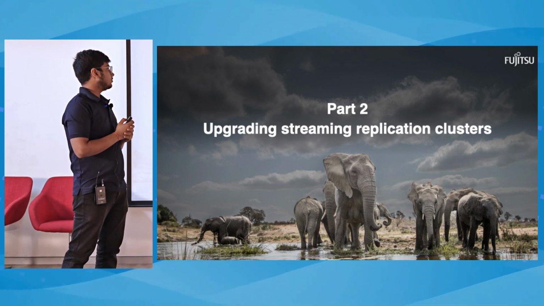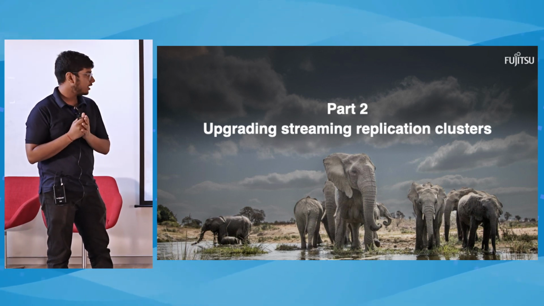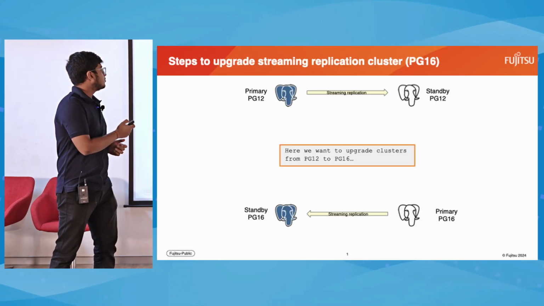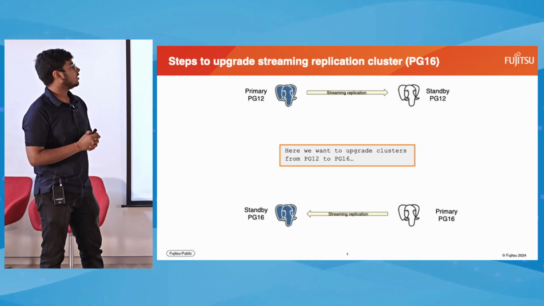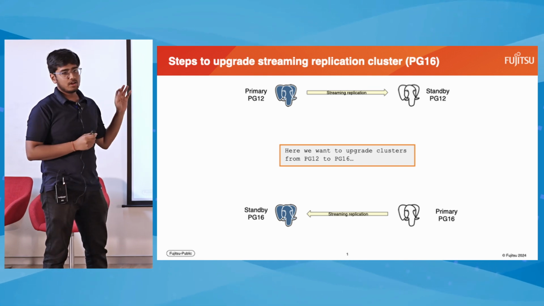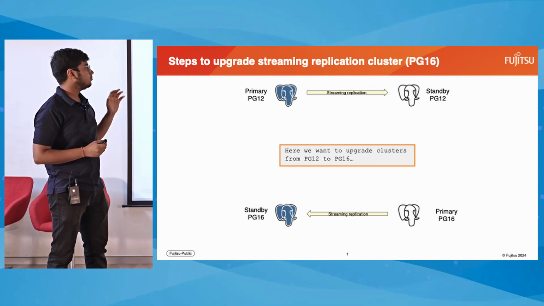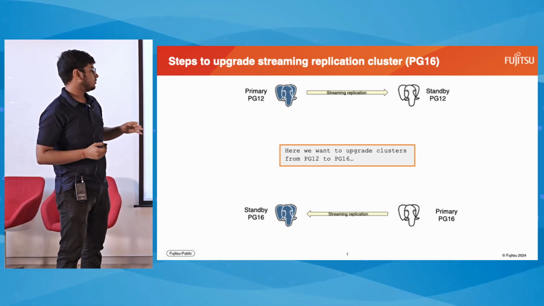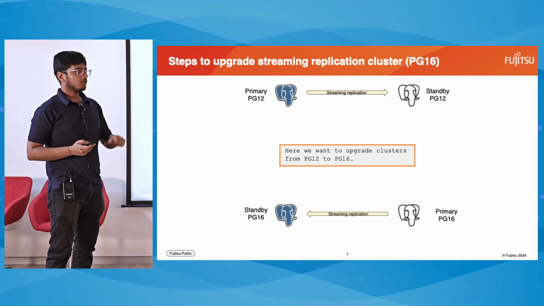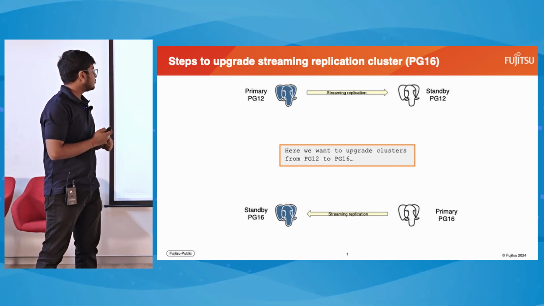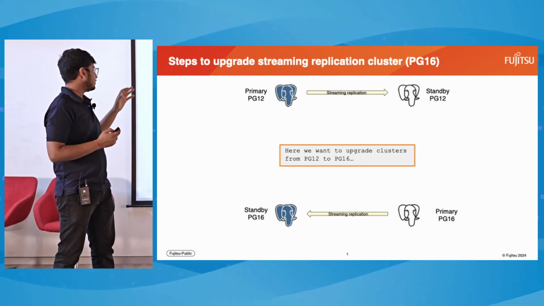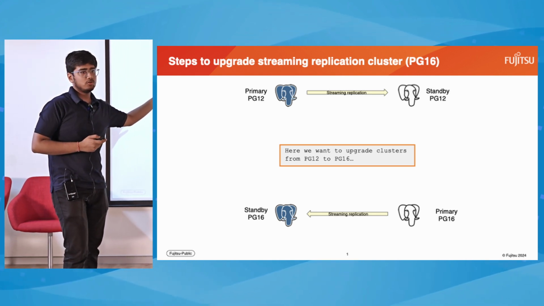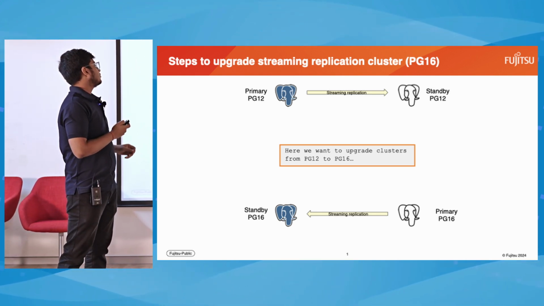Now let's proceed to the next part, which is upgrading streaming replication clusters. Here I am taking an example where initially we have a streaming replication setup in PG12, and we want to upgrade this to a setup of PG16. For the demonstration, I will be using the terms node 1 and node 2. I will use node 1 for the primary and node 2 for the standby node. So let's start.